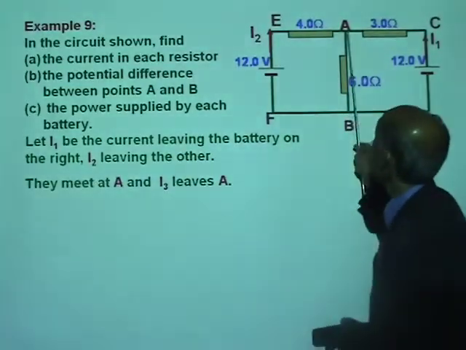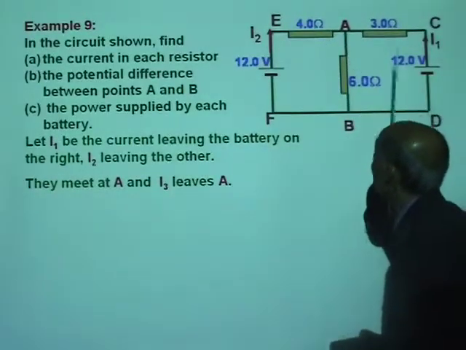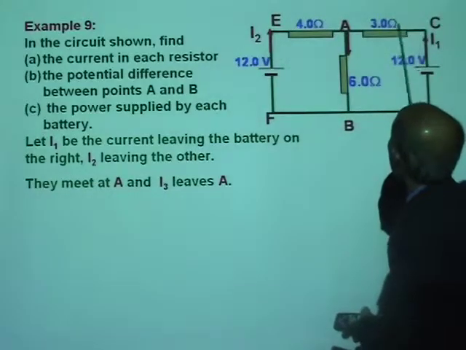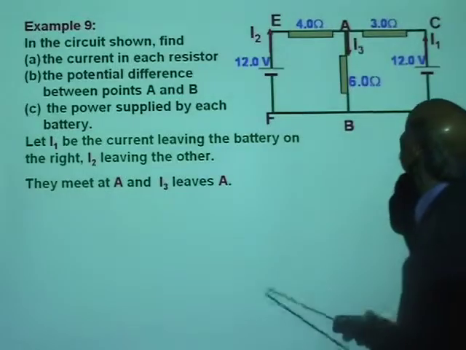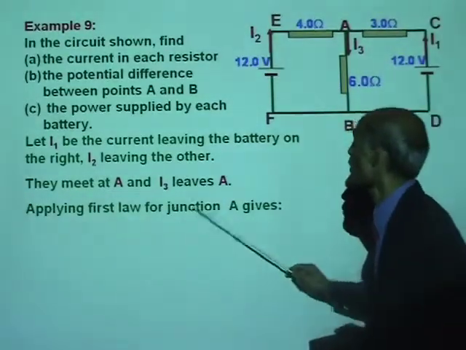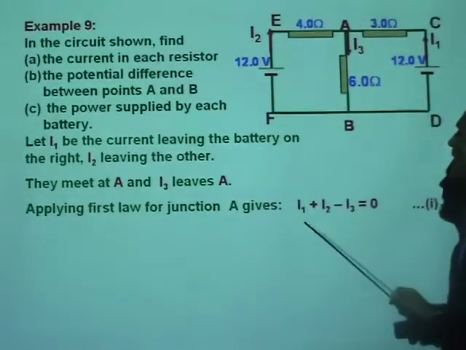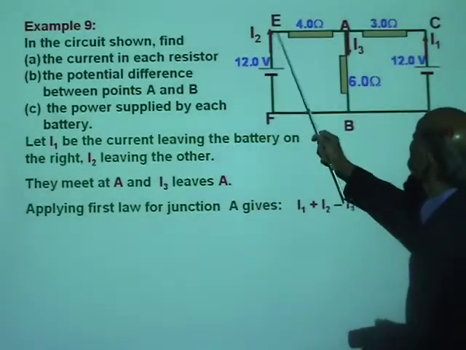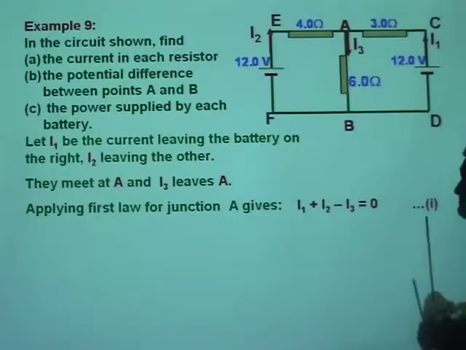They meet at A and I3 leaves A. So I2 and I1 will come and meet at A and I3 will leave. Okay. Applying the first law for junction A gives, can you write down that equation? I1 plus I2 minus I3 equal to 0.